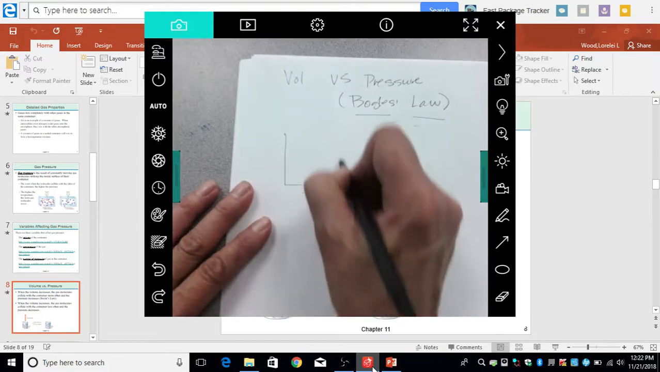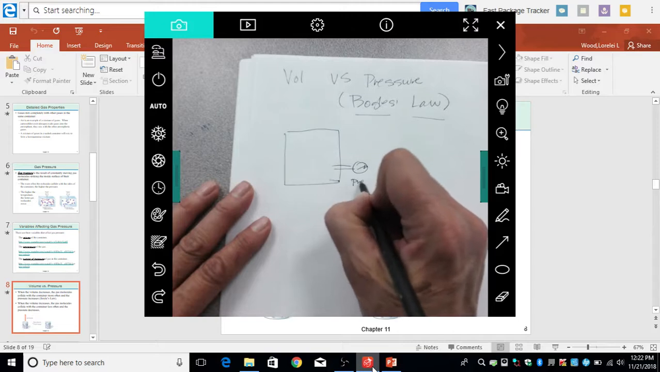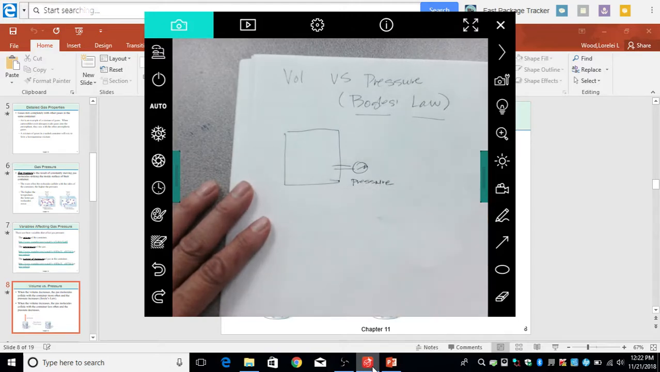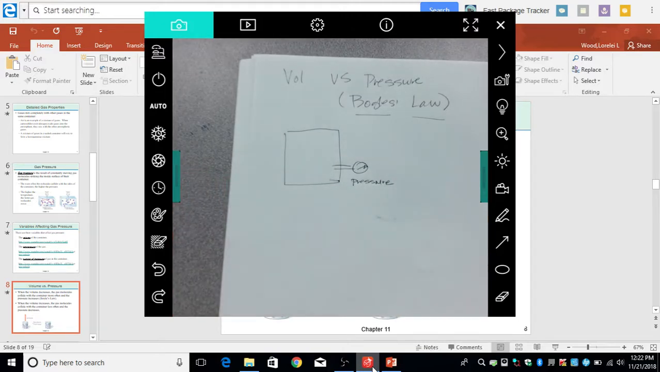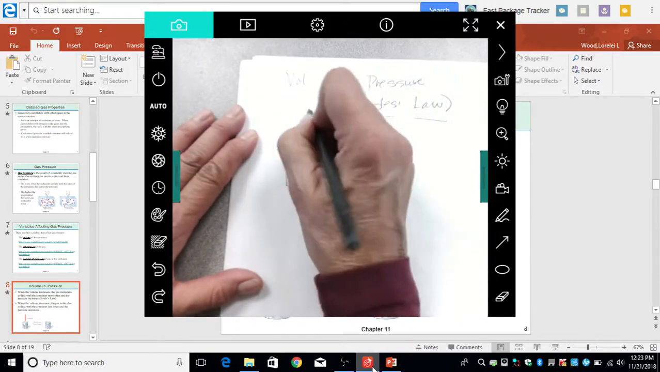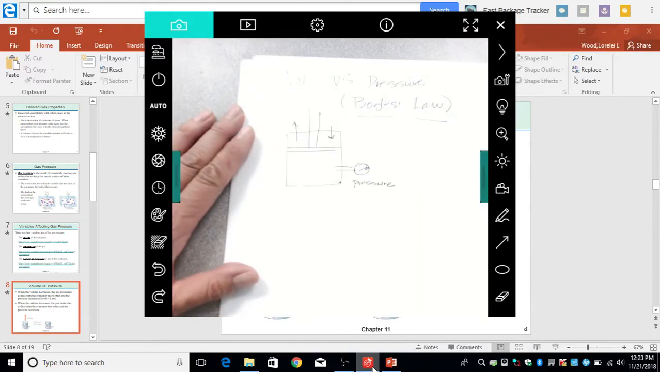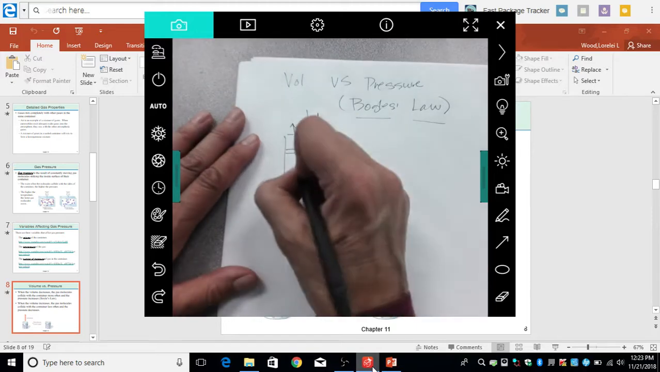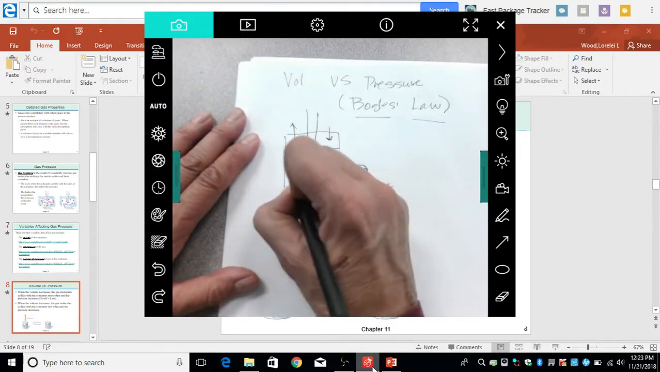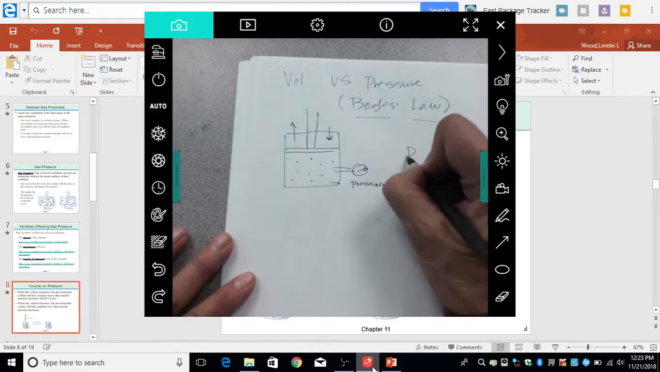All right, so say we have a container of gas, and I'm going to put my pressure gauge out to the side here. That tells me what the pressure is. And keep in mind, pressure increases when molecules start hitting each other more frequently. Pressure decreases when the molecules hit each other less frequently. All right, so now I have a piston in my container, and I can make the container's size decrease or increase by moving the piston up or down. So I'm going to draw some gas molecules in there so that we get the idea of what's going on here.